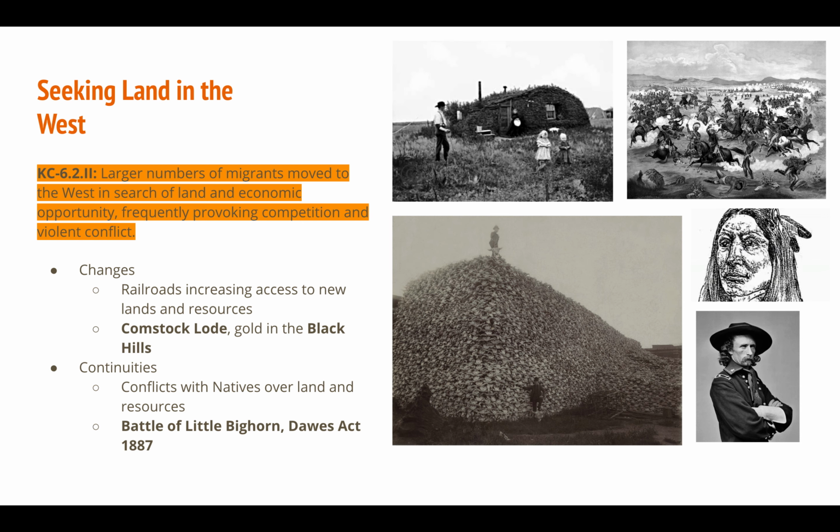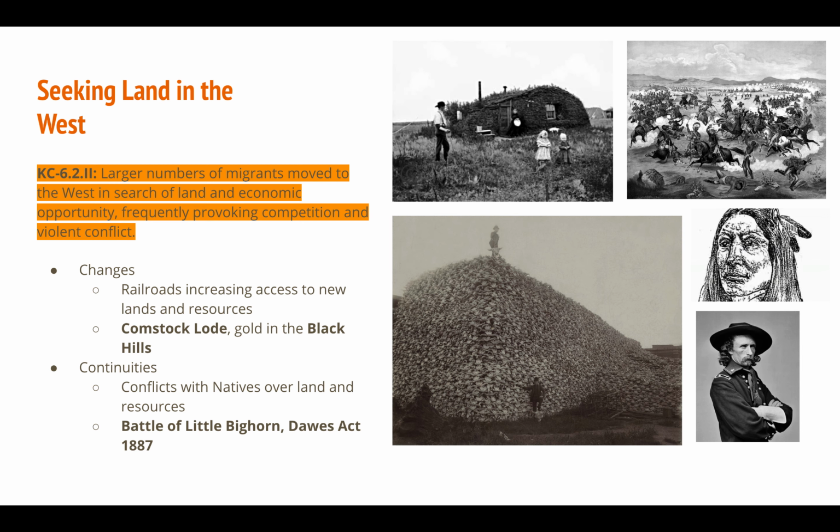So larger numbers of migrants moved to the West in search of land and economic opportunity, frequently provoking competition and violent conflict. So this is where we talk about how American expansion into the West is beginning to cause conflict with Native Americans. This is very similar to what was going on before when Americans were expanding, but the biggest change here is that now railroads are making it a lot easier for Americans to get out to the West, sending more settlers and sending U.S. Army troops to protect the settlers at the expense of Native Americans.